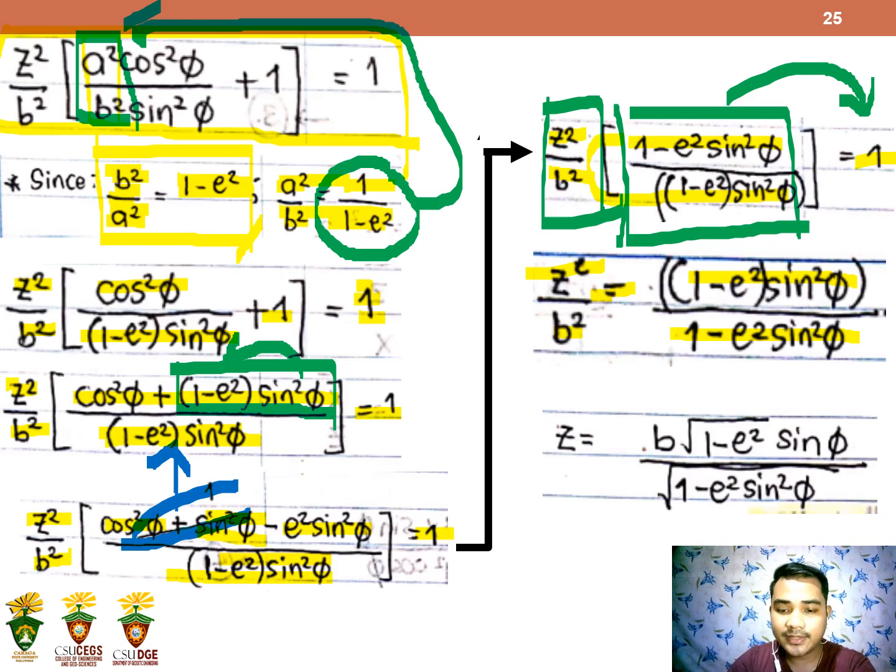So out from that, we get Z, which is our goal. So Z can now be expressed as Z is equals to b times the square root of 1 minus e squared, sine geodetic latitude, all over the square root of 1 minus e squared sine squared geodetic latitude. Alright, so next is to continue.